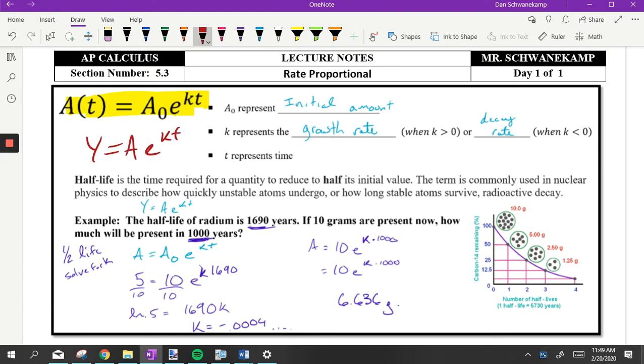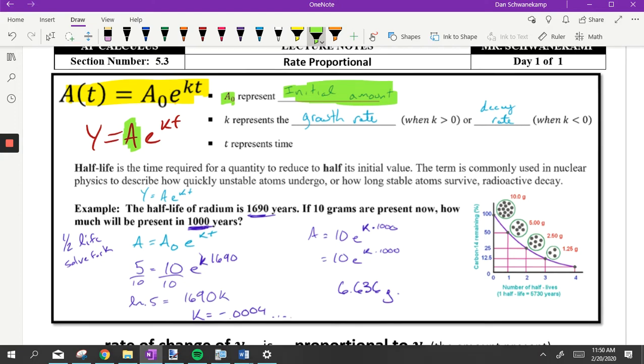When we set up this problem, the a sub 0 is our initial amount. So whatever you started with, that's going to go right there for a. Your k is going to be a growth rate. It is not a variable. You have to find your k. The k tells you how much it is growing or decaying. If your k is positive, it's a growth rate. If it's negative, it's a decay rate. Okay, it's normally a decimal of some type. And then t represents time.